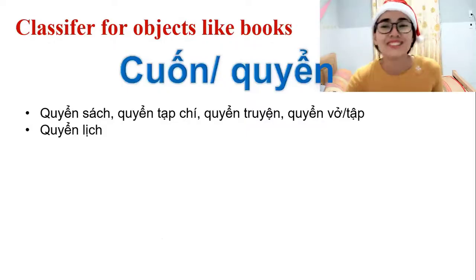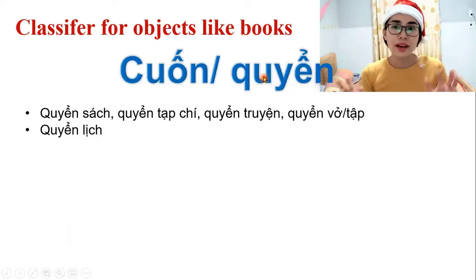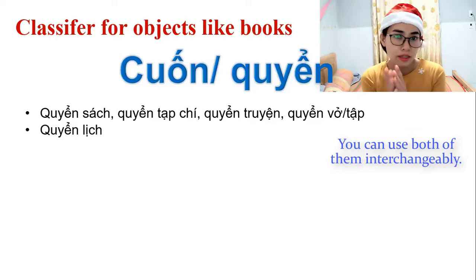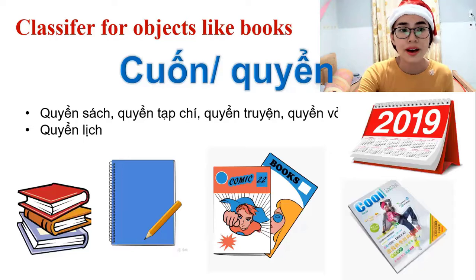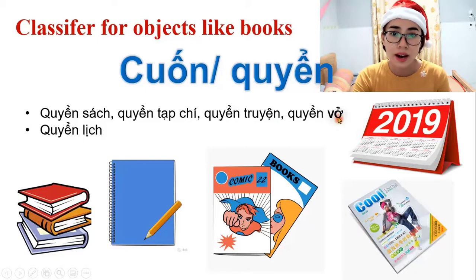Books, like we mentioned earlier. Cuốn or quyển, we have two classifiers for books. Cuốn or quyển are for objects that look like books. So you have all these: quyển sách, magazine, quyển tạp chí, comic book, quyển truyện, or notebook, quyển vở.